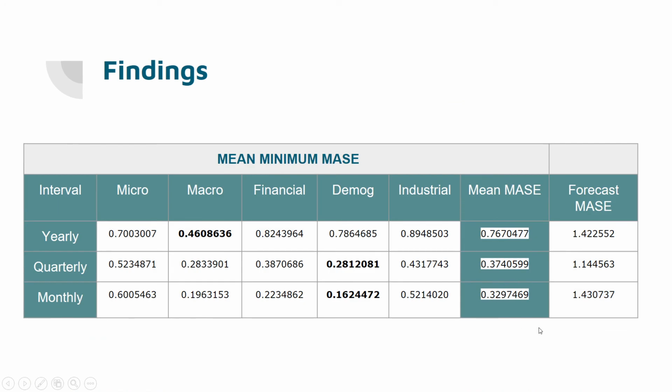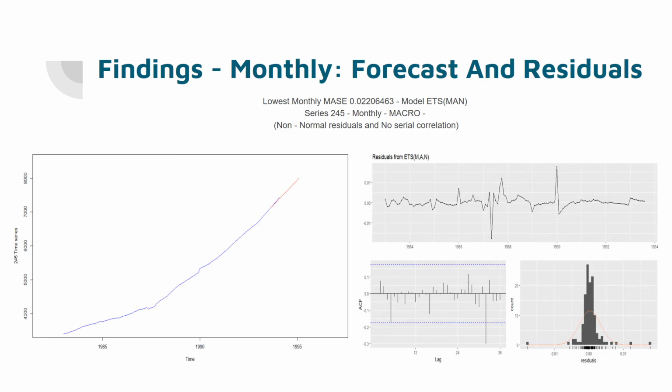As you can see, the table here shows the mean MASE for the various categories. We have picked a different model for each data type based on frequency. In the next few slides, we will discuss the best model for each of the yearly, quarterly, and monthly time series.